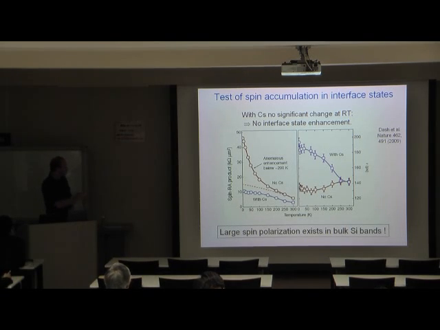So this is the spin signal here as a function of temperature for devices without cesium and with the cesium treatment, and you see at room temperature there's only very little difference in the magnitude of the signal, and you also see that the spin lifetime is almost the same with and without cesium. So basically the conclusion is the two-step tunneling mechanism is not active in our devices. So we really are sure that the large spin polarization exists in the bulk of the silicon bands.